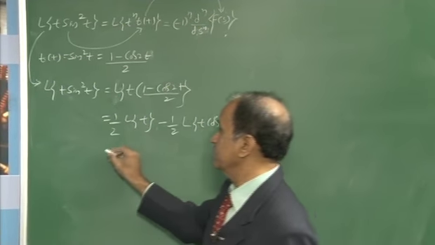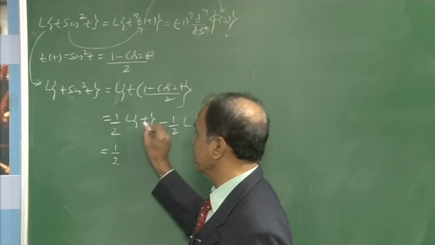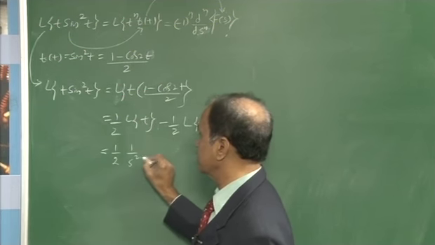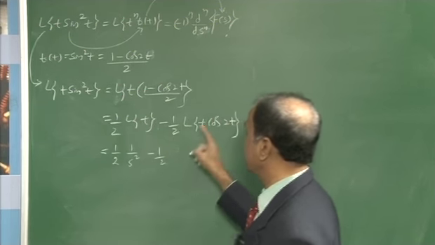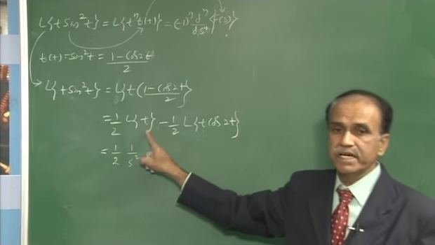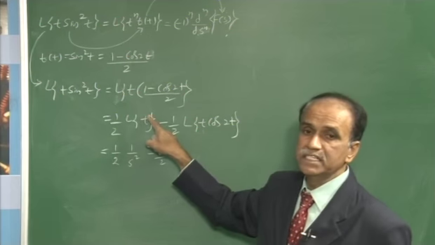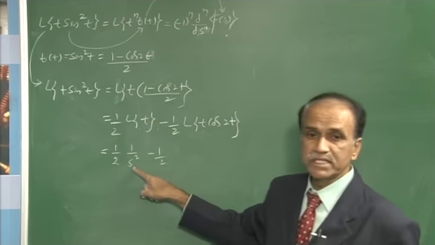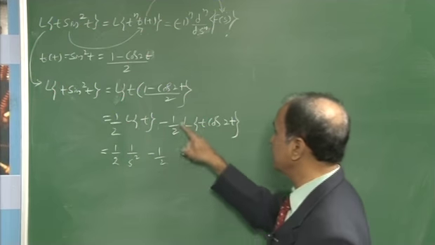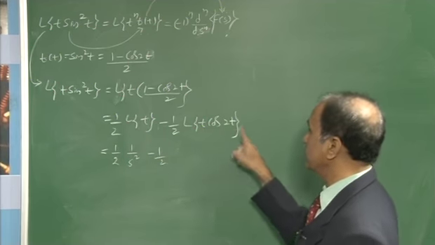This can be directly written: 1 by 2 L of t is 1 by s square, minus 1 by 2. From the elementary Laplace transform we have already derived, I am making use of that result to write L of t to the power n, that is n equal to 1. So that 1 factorial divided by s to the power 1 plus 1. Therefore, minus 1 by 2 and then L of t into cos 2t.